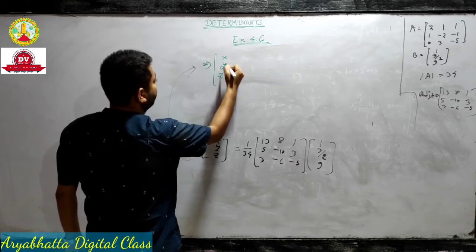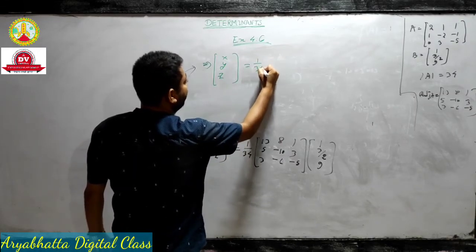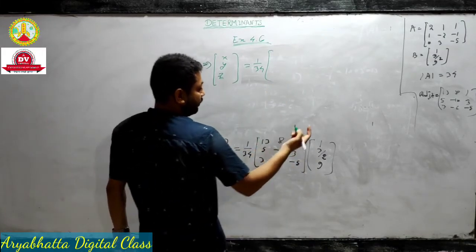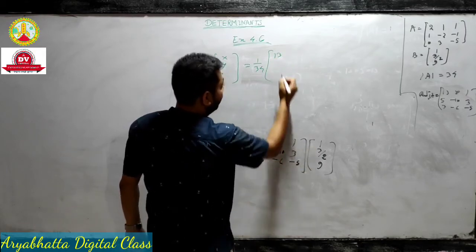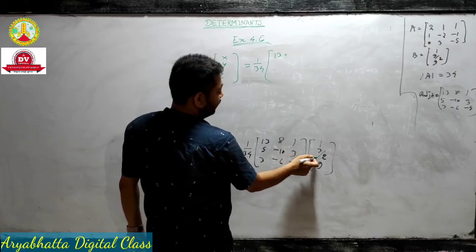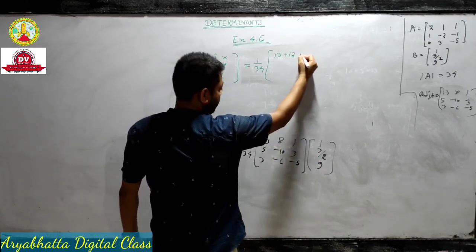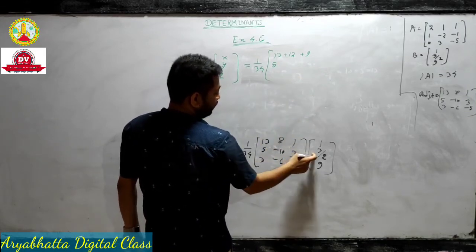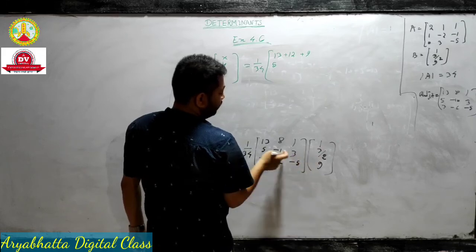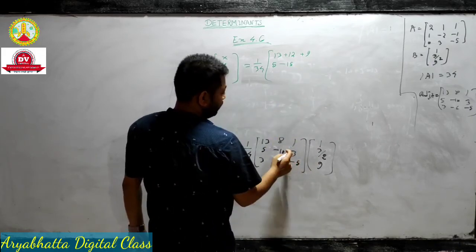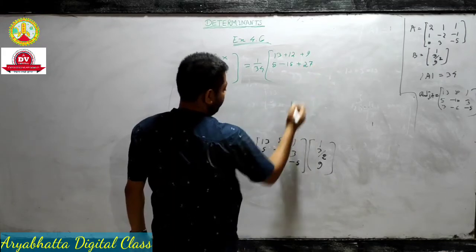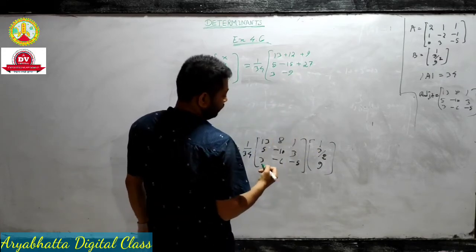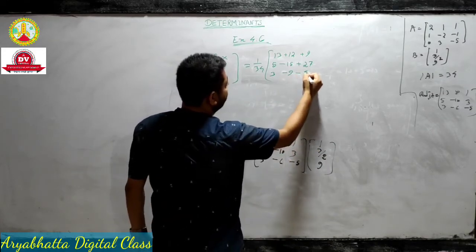x, y, z equal to 1 by 34 into, multiply first row with the column. Then we have 13 plus 8 into 3 by 2, which is 12, plus 9. 5 into 1 is 5, minus 10 into 3 by 2 is minus 15, plus 27. Next 3 into 1 is 3, minus 9, minus 45.